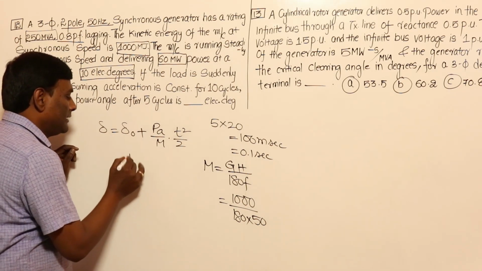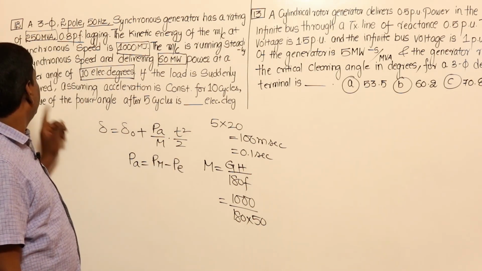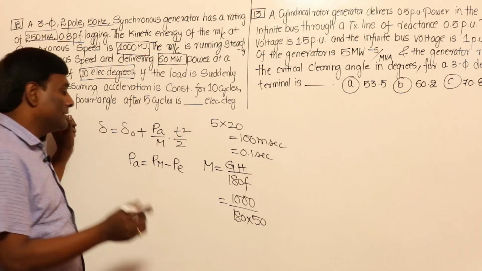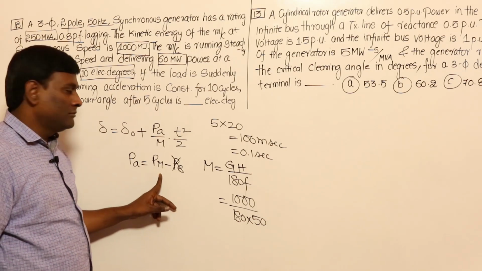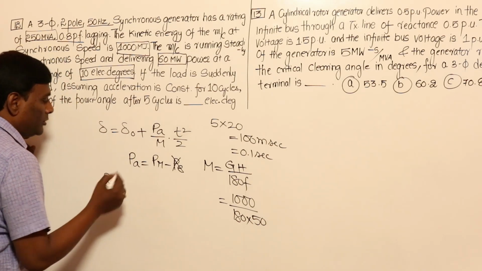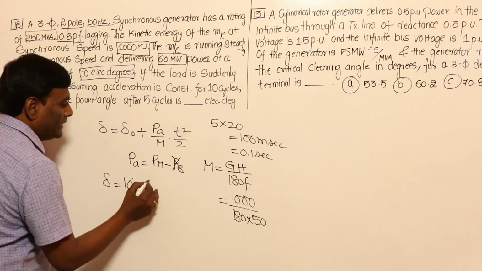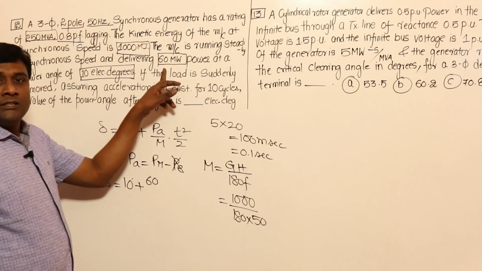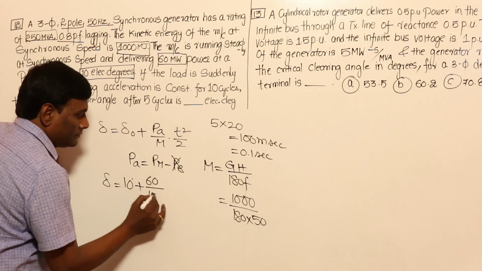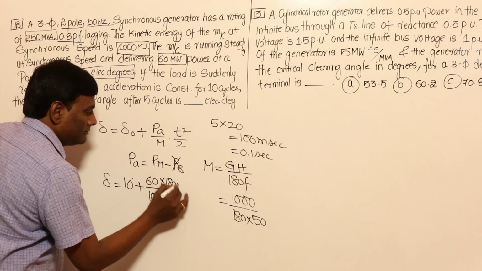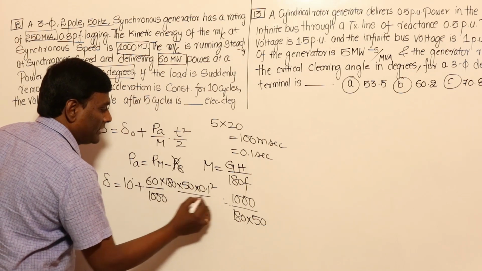Now what is PA? It is nothing but mechanical minus electrical. The load is suddenly removed, in the sense electrical is 0. Under that condition, acceleration power is nothing but Pm. So delta equals delta naught, 10 electrical degrees, that's why I kept this in electrical, plus PA, which is 60 megawatt, divided by M, which is 1000 into 180 into 50, into time, 0.1 square divided by 2.